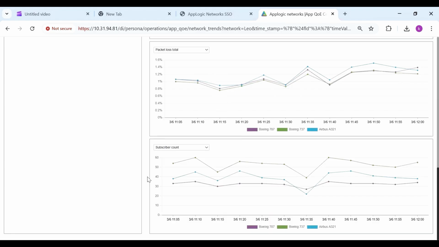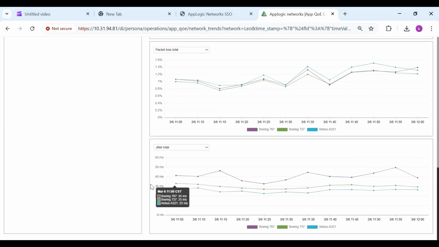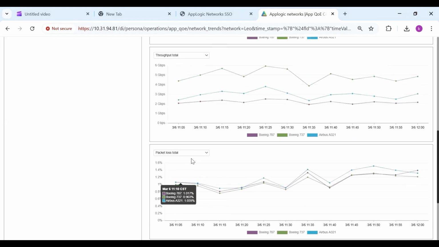Here we'll choose another metric such as jitter. We have both internal jitter and external jitter we can look at. We could choose another metric such as packet rate. We have upstream packet rates and downstream packet rates we can look at.